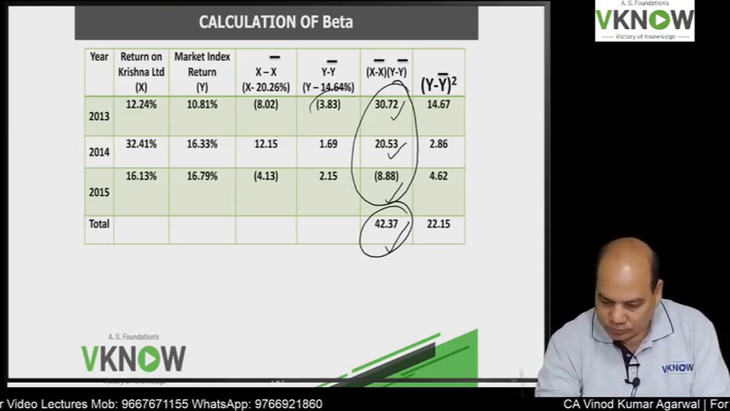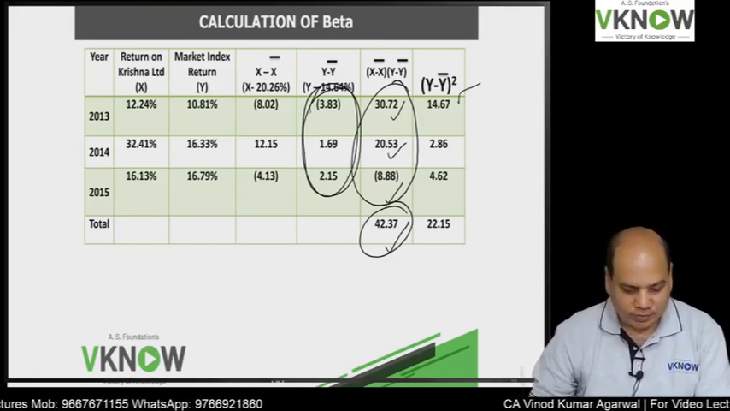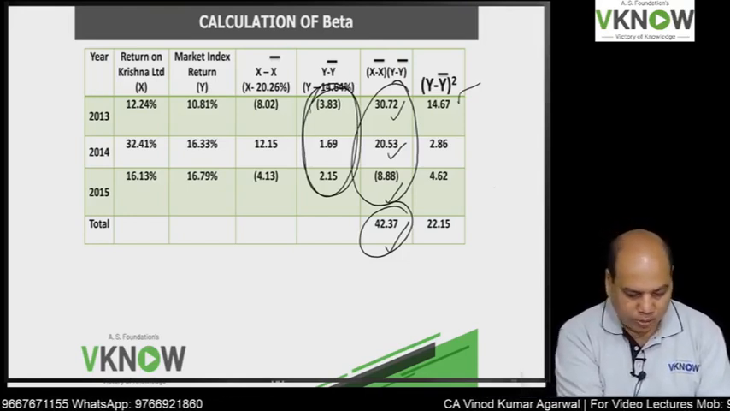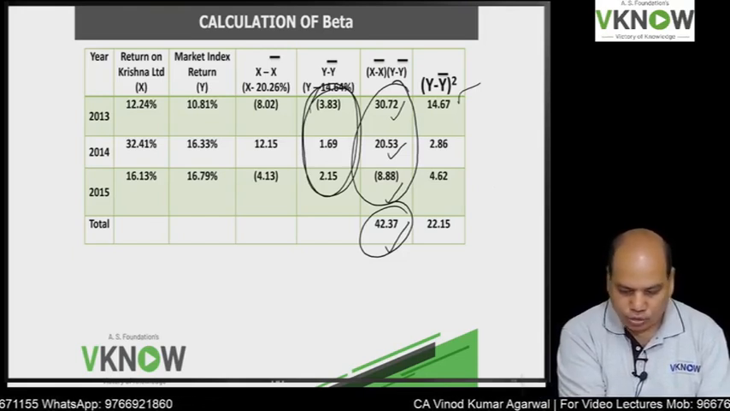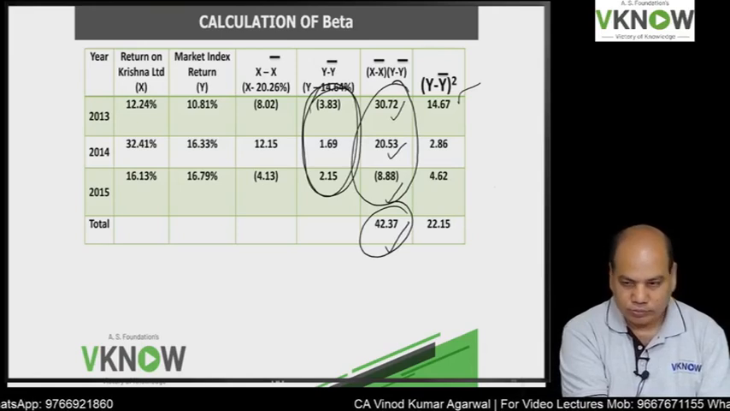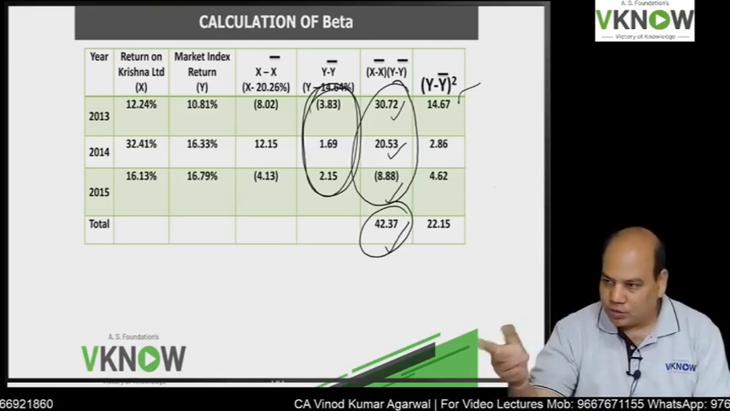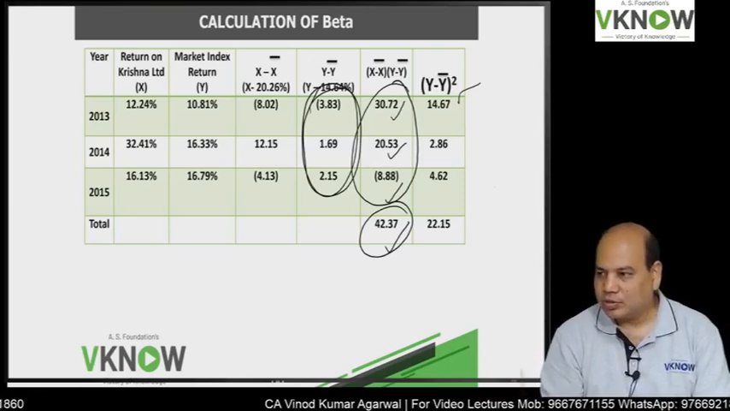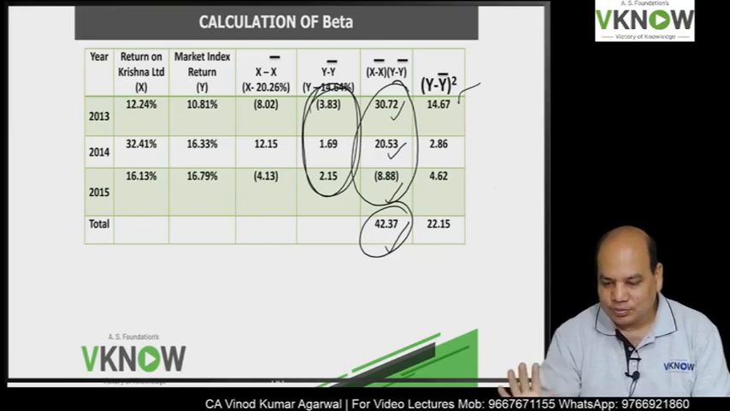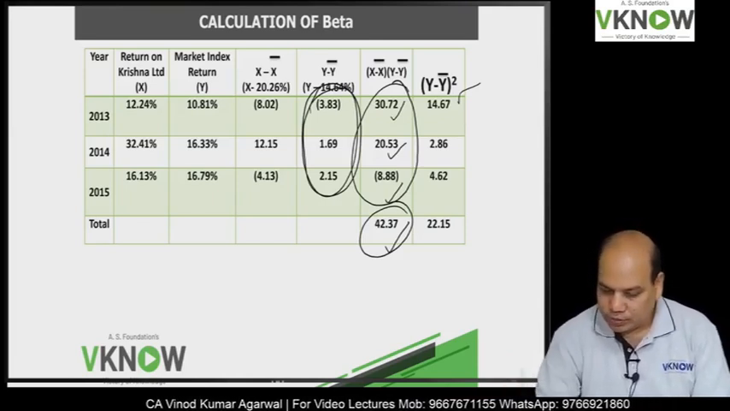Take this column and take the square. 3.83 into equal to, you'll get 14.67. 1.69 into equal to, that is the trick, 2.86. 2.15 into equal to 4.62. Take total, 22.15.